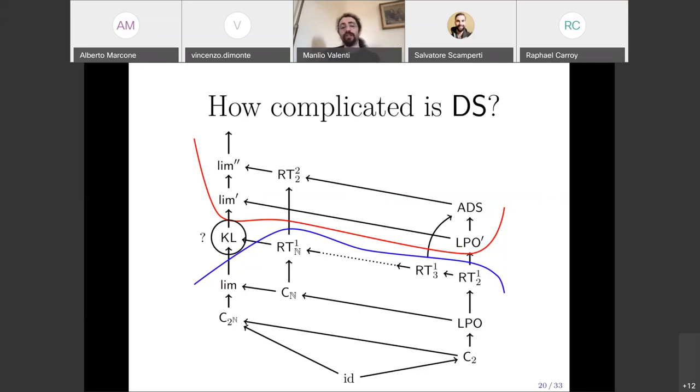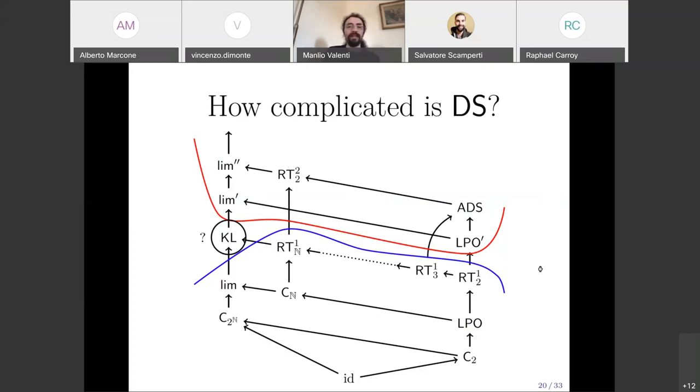KL corresponds to Koenig's lemma and can be phrased as: given an infinite finitely branching tree, produce a path. Or, equivalently, this is the jump of Koenig's lemma, so the choice on Baire space: given a sequence in Baire space converging to an infinite binary tree, produce a path through the limit tree. Somehow KL dodged all of our characterizations, so none of our theorems actually applies to KL, and we don't really know whether DS computes it or not.